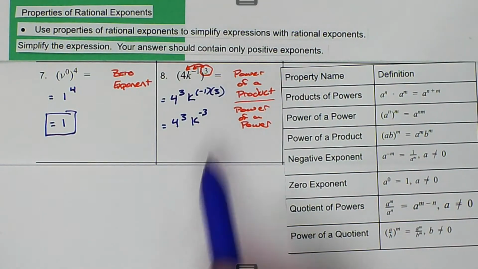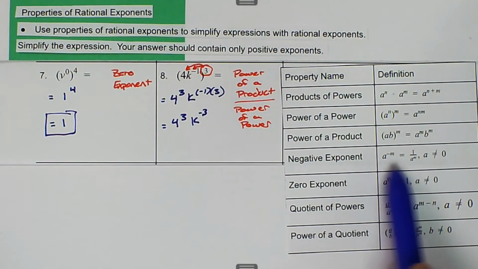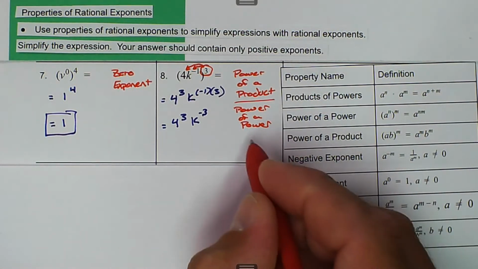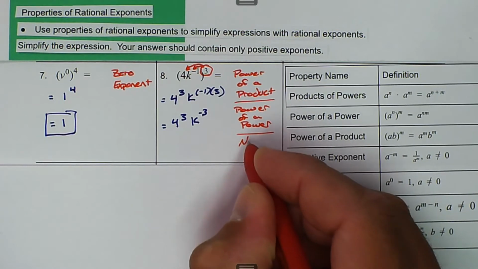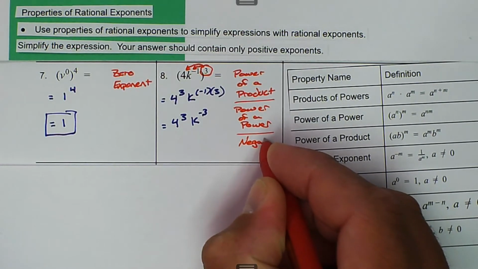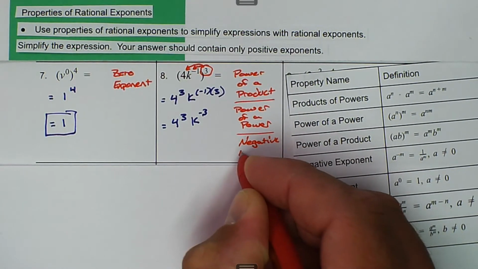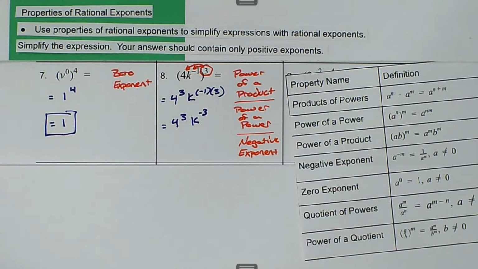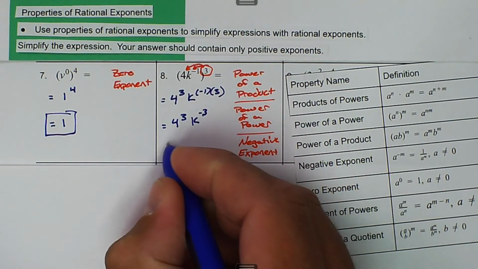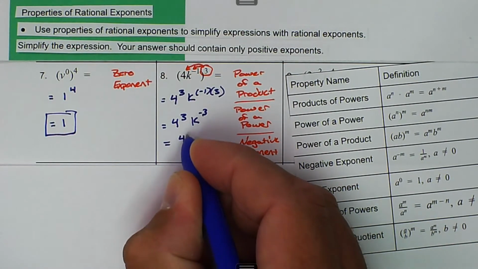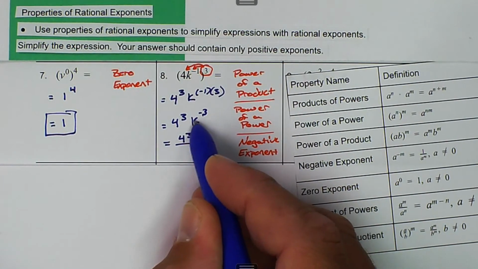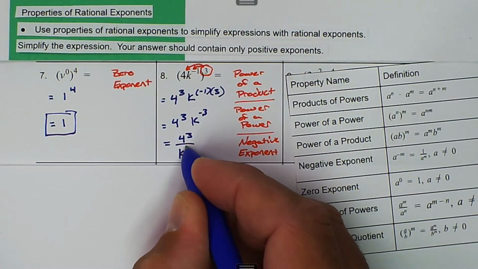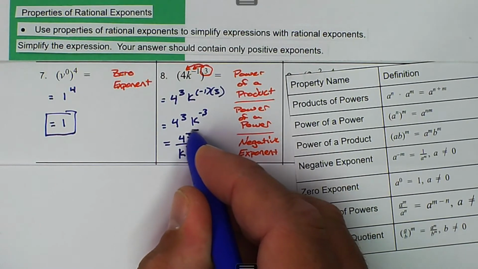And then from there, we have a negative exponent, so we can use the negative exponent rule. And what that says is we can move it to the denominator and make it positive. And so the negative exponent means that 4 to the 3rd stays in the numerator, and the k to the -3rd goes to k to the 3rd, but we move it to the denominator.